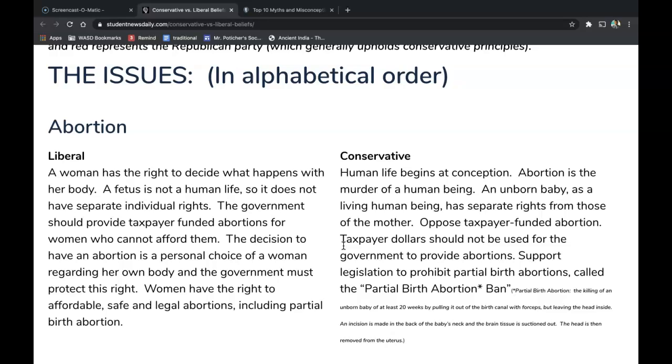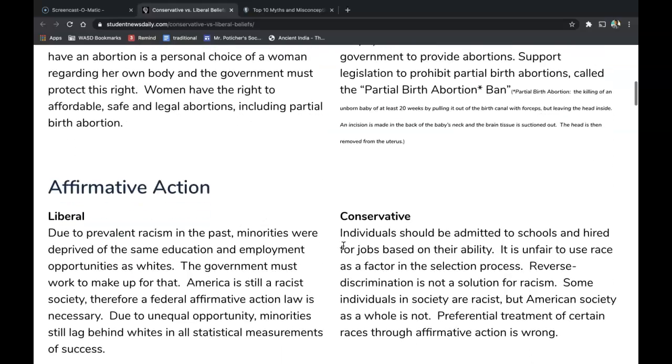On the issue of abortion, conservatives would say that human life begins at conception, and abortion is the murder of a human being. An unborn baby, as a living human being, has separate rights from those of the mother. They oppose taxpayer-funded abortions, and taxpayer dollars should not be used for the government to provide abortions. They support legislation to prohibit partial birth abortions, called the Partial Birth Abortion Ban. So as you can see, here are some key differences between the two parties on that issue.